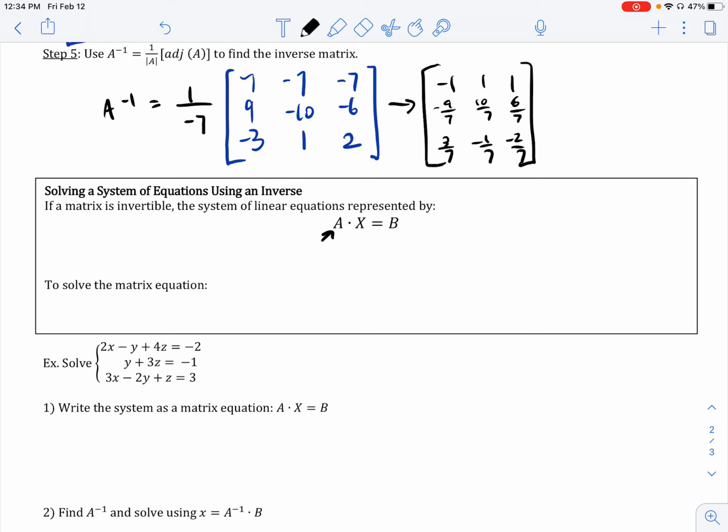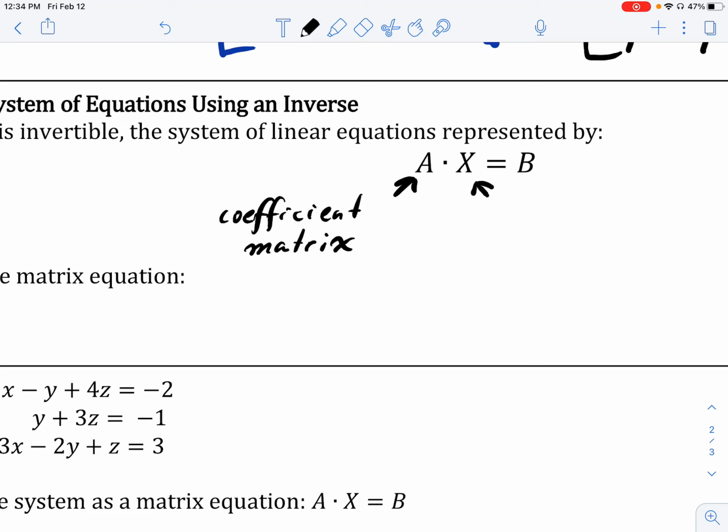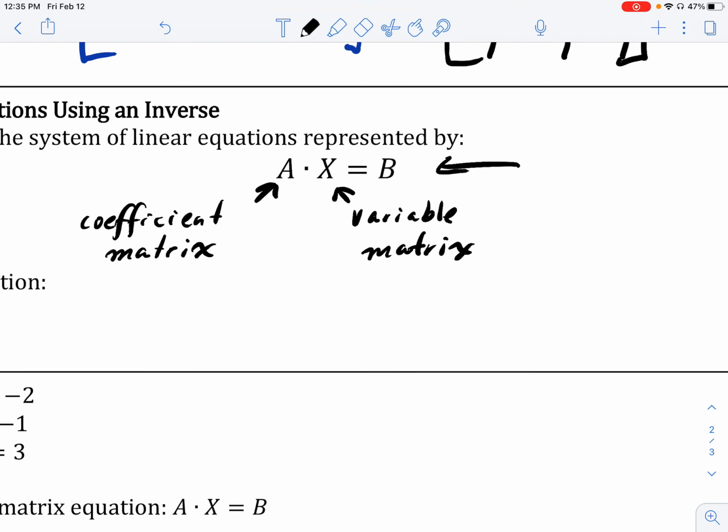The A is going to represent our coefficient matrix. This X here is our variable matrix. And this B here is known as our constant matrix.